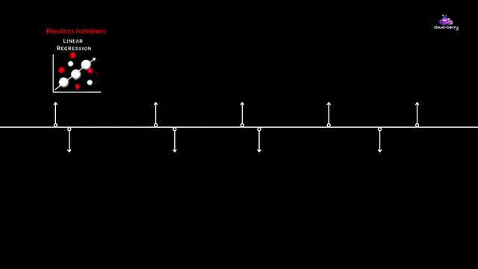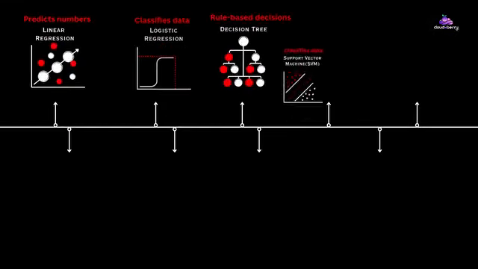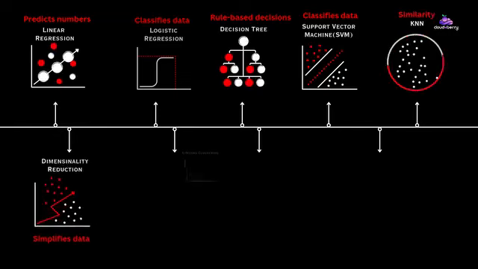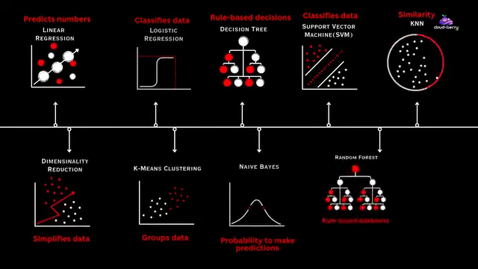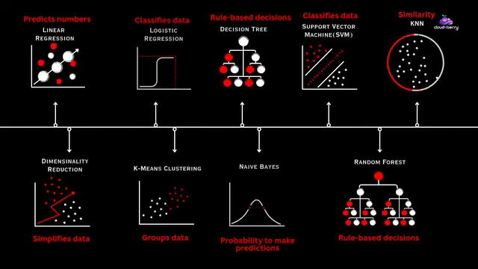Machine learning is not about memorizing algorithms. It's about understanding the type of problem you're solving and choosing the right approach. And once you start seeing these algorithms as simple tools solving different kinds of problems, machine learning stops feeling complicated and finally starts making sense.